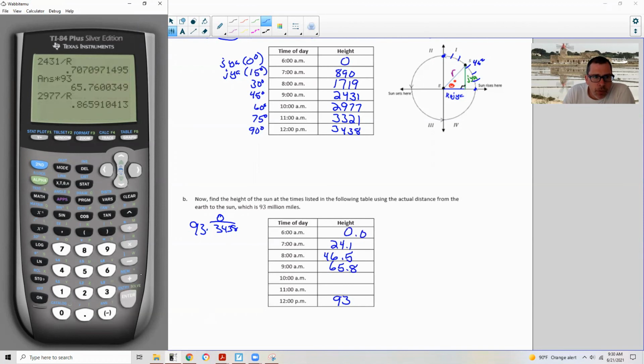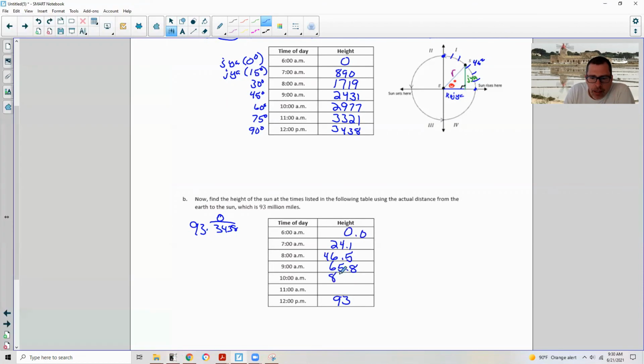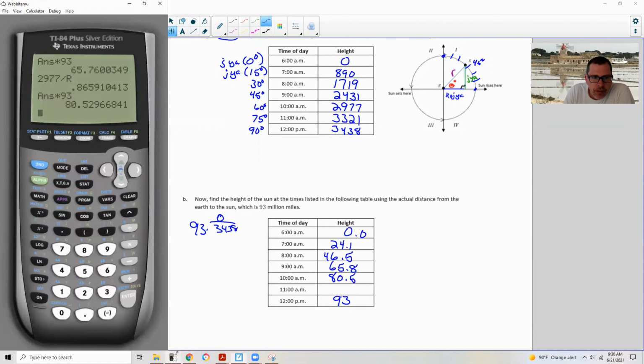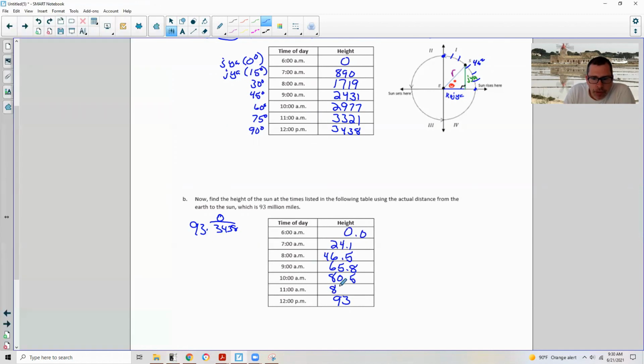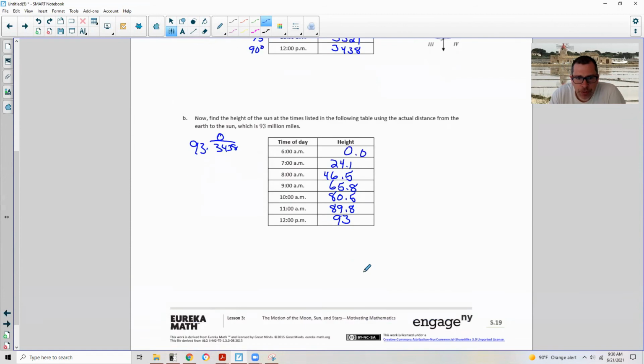And that is going to give us 0.8659 times 93 million miles will give us 80.52, so it stays 5. Okay, so number 11, 3321. 3321 divided by my r times 93 is 89.8 million miles from the horizon. Okay, so there are the values when we use the estimation of 93 million miles away.